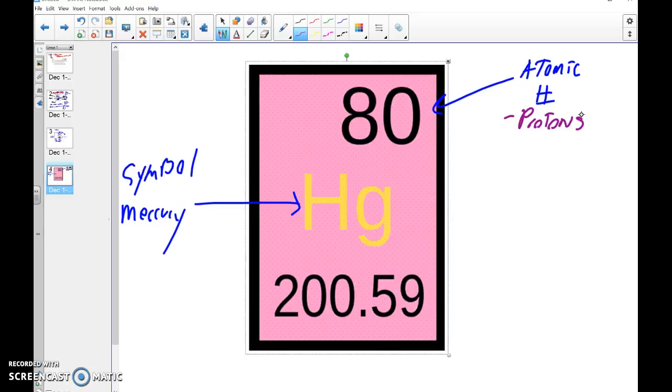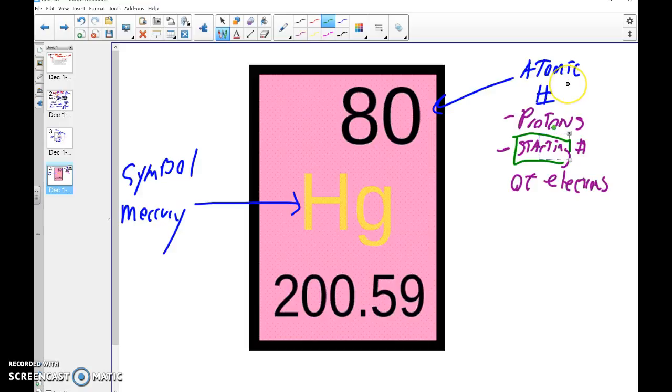Now, typically, the atomic number also will tell you the starting number of electrons. Now, it's important. I use this word starting because we're going to talk about the things we can change within an element, and we can change the number of electrons. So it's important that you understand that the atomic number gives you the number of electrons an element will begin with. What happens after that depends on a lot of other things. But the atomic number here tells us the protons and the electrons.